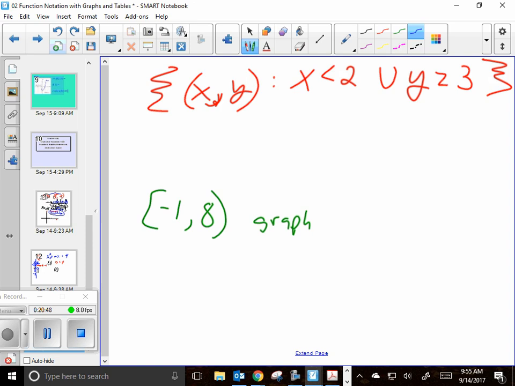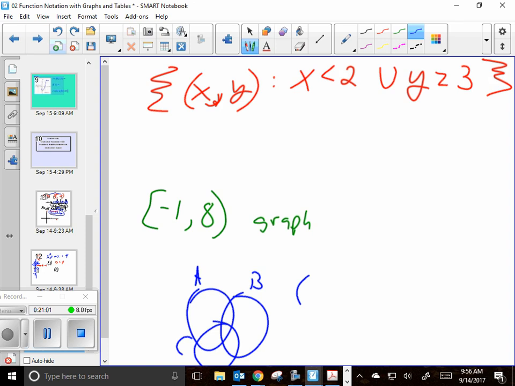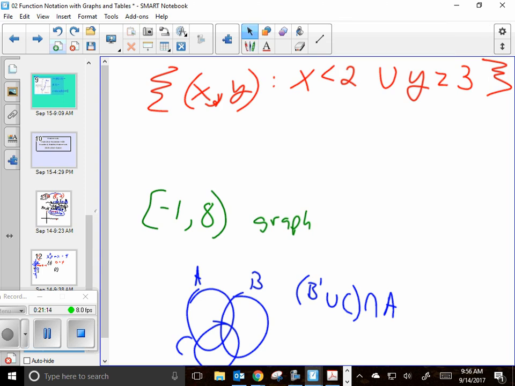And then thirdly, somebody asked about another one of those Venn diagram questions, so I'm going to do A, B, and C. And I'd like you to see if you can figure out where not B, union C would intersect with A. I'll pause for a second while you guys give those three a try.